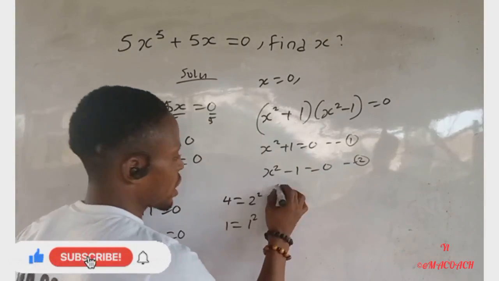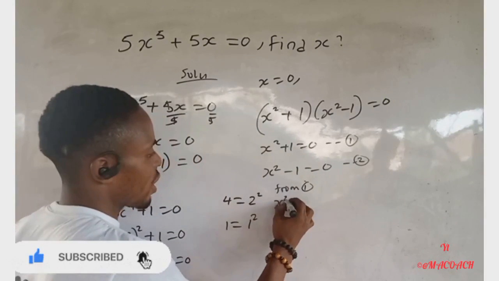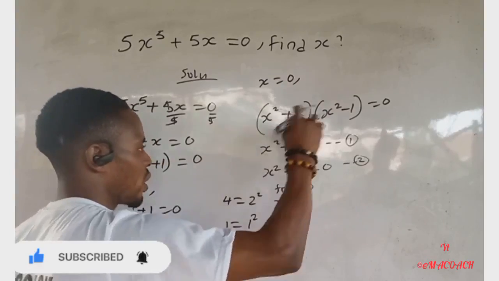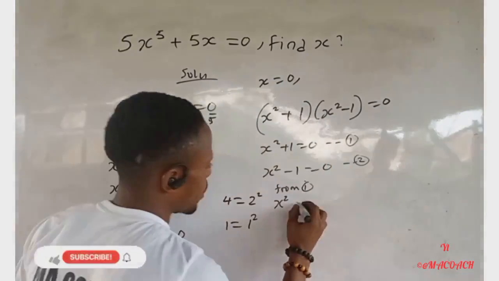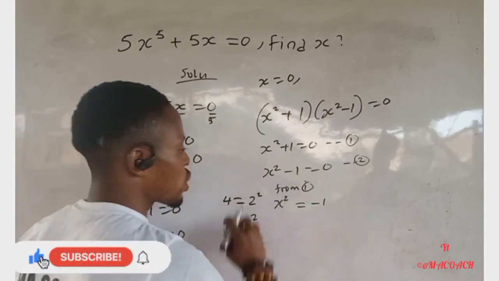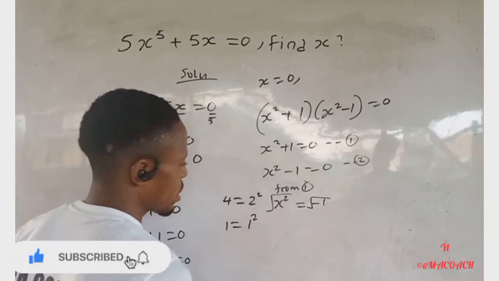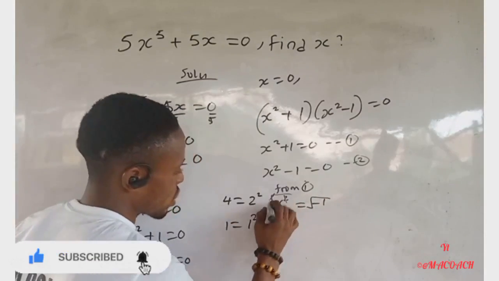For equation 1, let's get the value of s. To get our value of s, let's take this plus 1 to the other side, that is minus 1, so s squared equal to minus 1. Now to get the value of s, you take the square root of both sides.